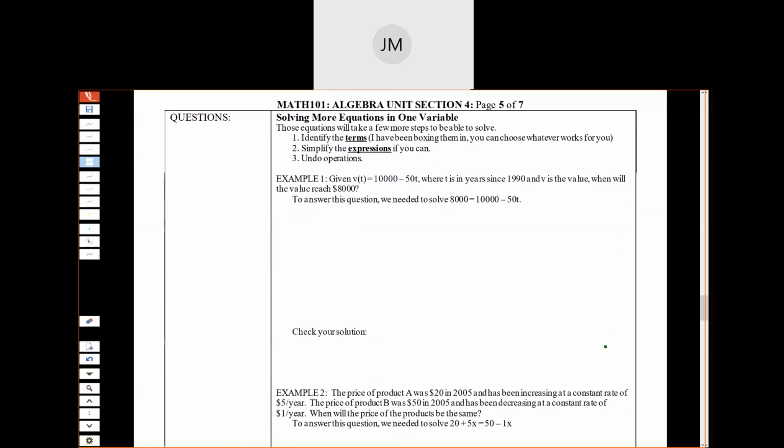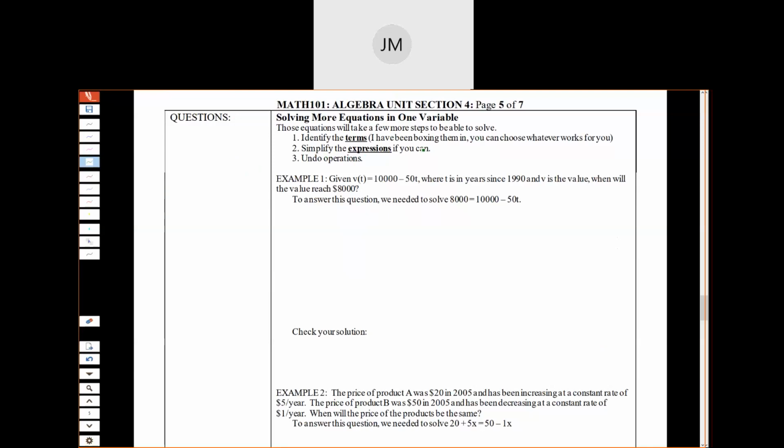Okay, that was using tables and graphs to solve equations in one variable. Now let's look at solving equations. Let's look at some other equations. Here, what we're going to have is maybe just some more pieces. And let's just jump right into an example.